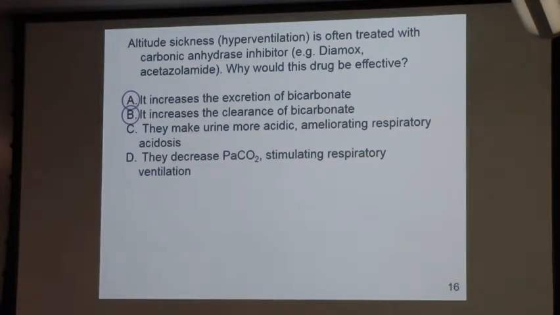Tynan? Can you remind me what ameliorating is? Oh, ameliorate means making better. Okay. The word ameliorate means to make it better. Exacerbate means to make it worse.